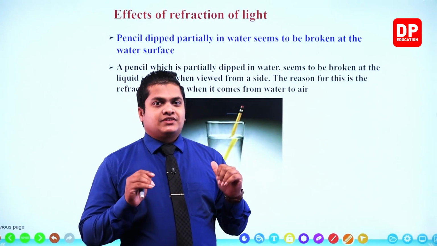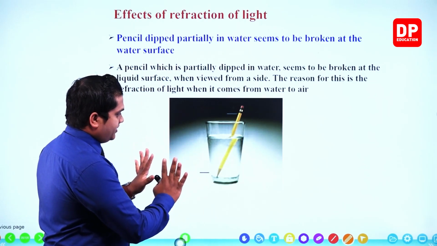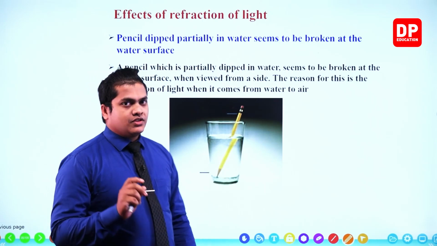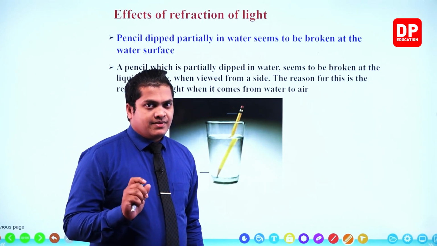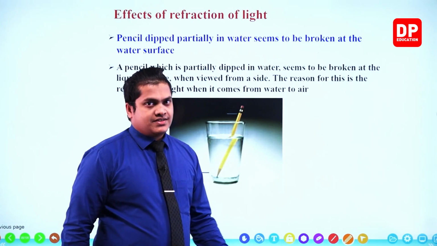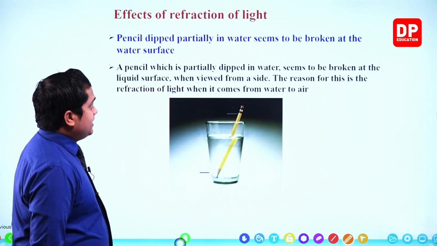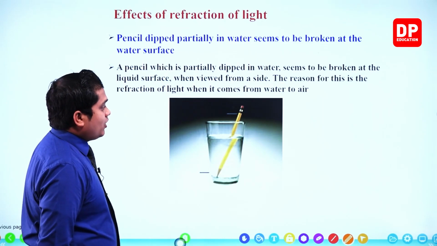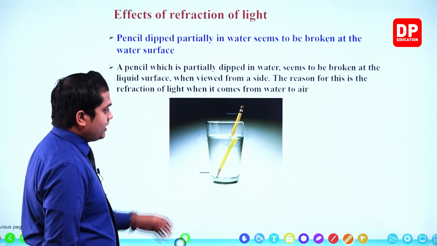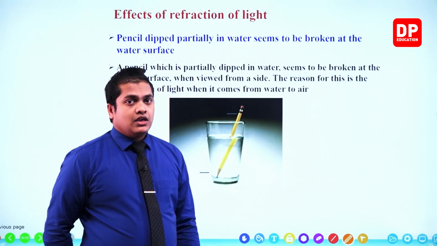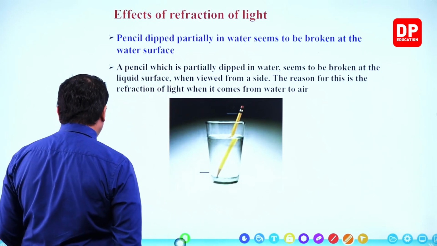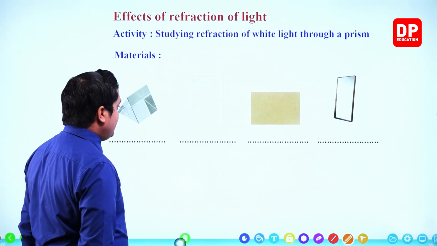So my dear children, like in the figure, in the same way, we could observe the two different parts of the pencil because of the refraction of light. So this is the second effect, my dear children. What is that? The pencil which is partially dipped can be observed as two different parts, broken like this, because of the refraction of light rays. Okay, now let's head on to see the next activity or the next effect.